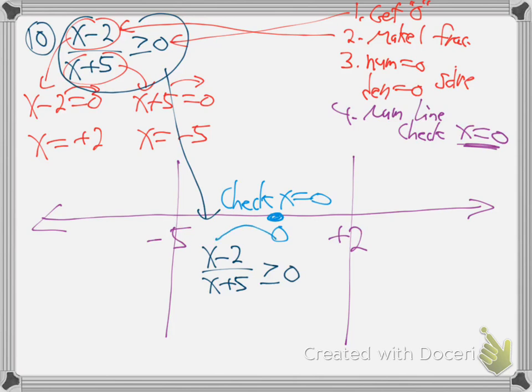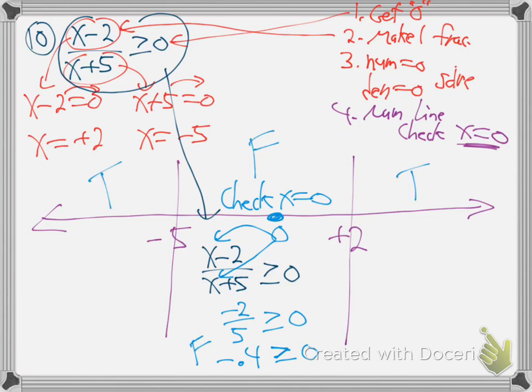So take that 0, put it in. What do you get? You get negative 2 over 5 is greater than or equal to 0. If you divide that in your calculator to get a decimal, you get negative 0.4 is greater than or equal to 0. Is that true? Are negative numbers greater than 0? No, that's false, which means the other 2 sections are true. So, again, we have the true, false, true. Seems like it's always true, false, true, almost. The 2 outside sections are the true ones. Let's give our answer.